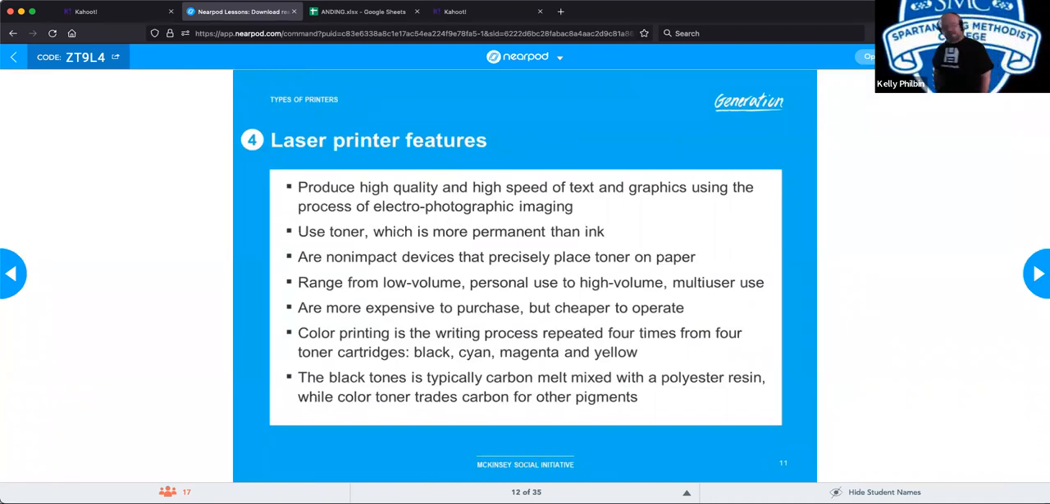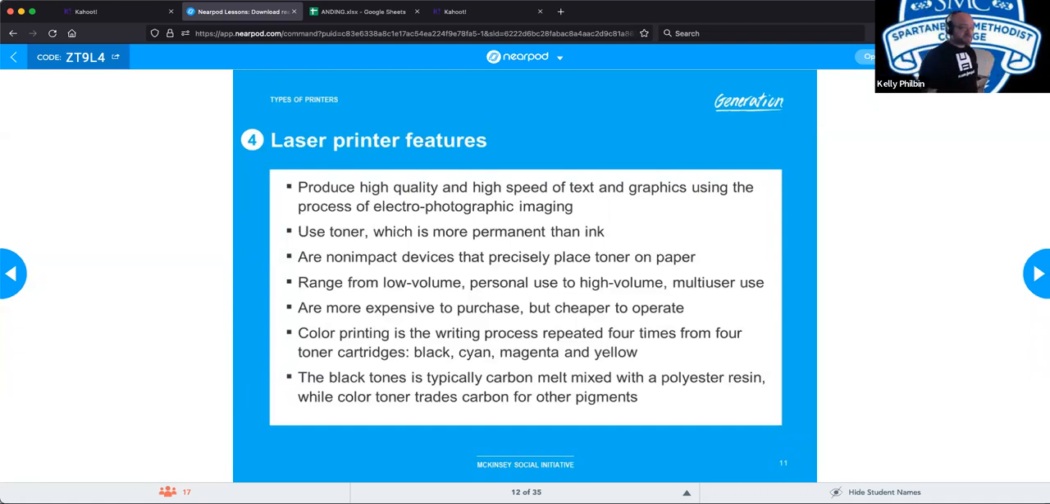Speak of the devil. Laser printers. We are going to become very, very familiar with them over time. They produce very high quality images. It's high speed for text and graphics. And it uses the process of electrophotographic imaging. A lot of technology went into the laser printer itself. They do not use ink. They use toner. So if ever you hear the term toner, that is only associated with laser printers, nothing else. So if they're talking about an inkjet and they mention toner, I guarantee you that answer is wrong. If they mention toner in the question, it has to be something about a laser printer.